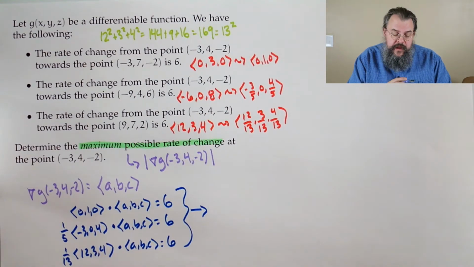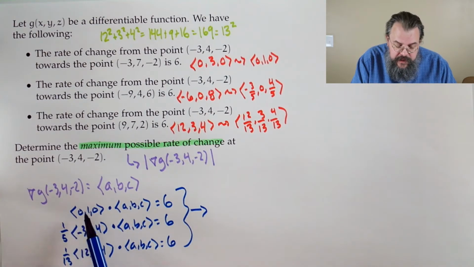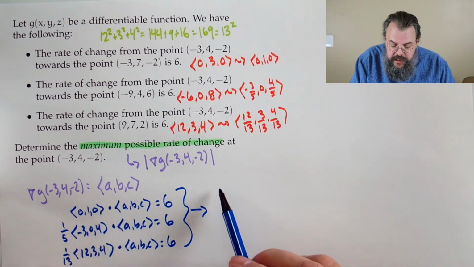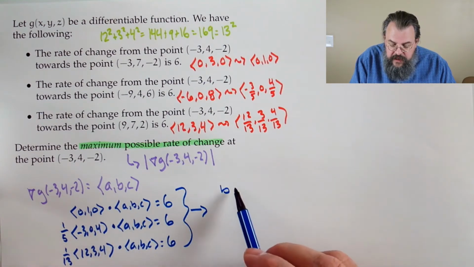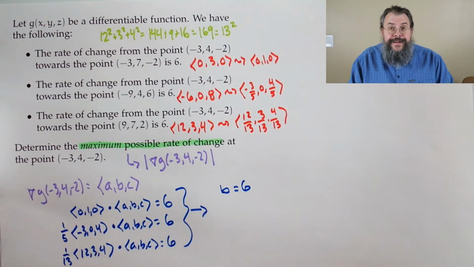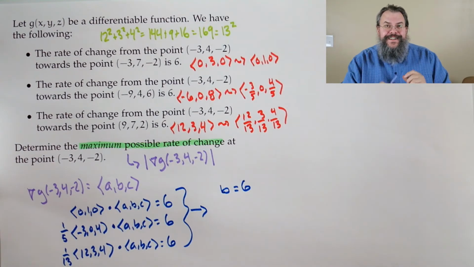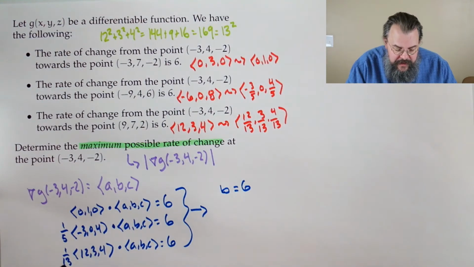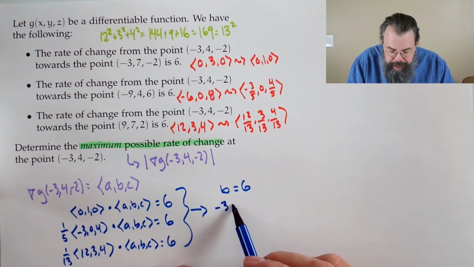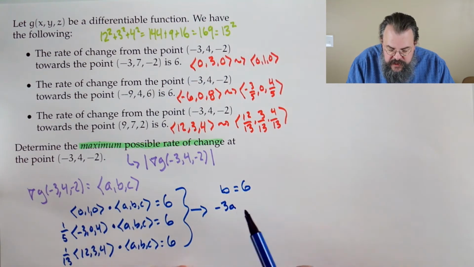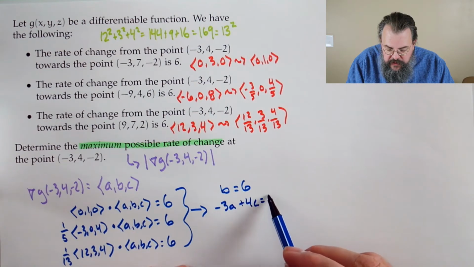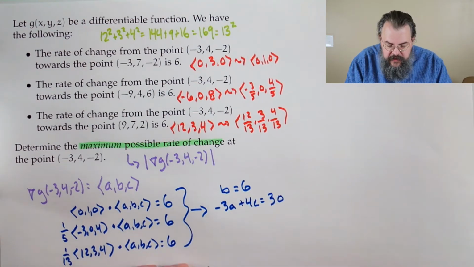Now, let's clean this up. So, if we do our dot product, we'll get 0a, 1b, 0c equals 6. So we say, aha, b equals 6. Fantastic. We're already a third of the way done to figuring out what our gradient vector is. Woohoo! All right, next one. Let's multiply that by 5. So what do we have? Minus 3a, 0b, 4c equals 30, right? Because the 5 went across. Okay, all right, that's fine.